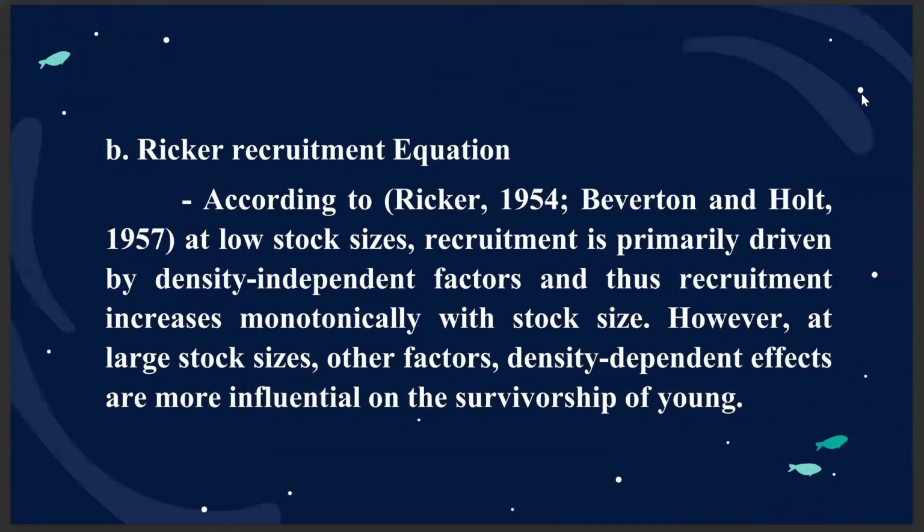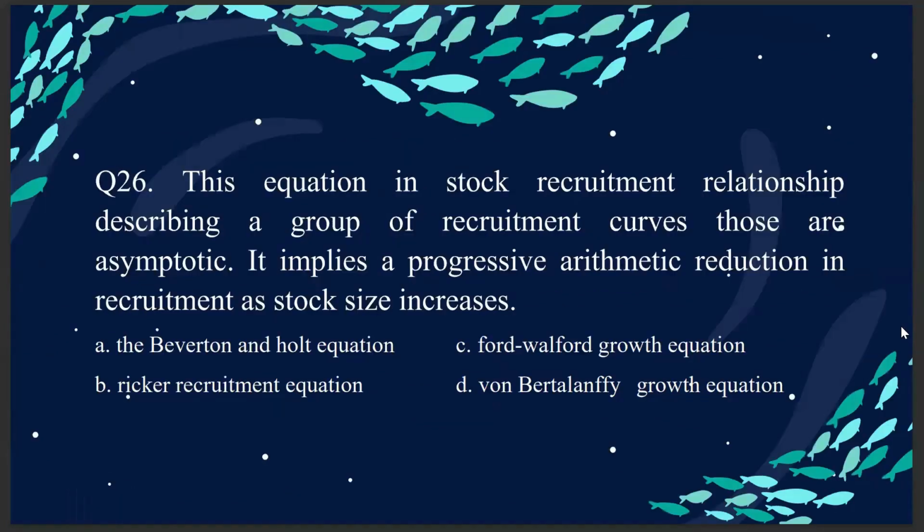According to Ricker in 1954, and Beverton and Holt in 1957, at low stock size, recruitment is primarily driven by density-independent factors and this recruitment increases monotonically with stock size. However, at large stock size, other factors, density-dependent effects, are more influential. Question number 26. This equation is a stock recruitment relationship describing a group of recruitment curves. Those are asymptotic.